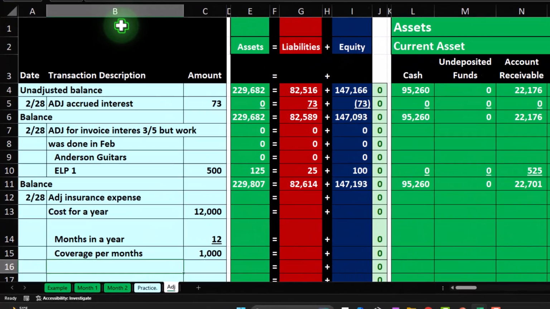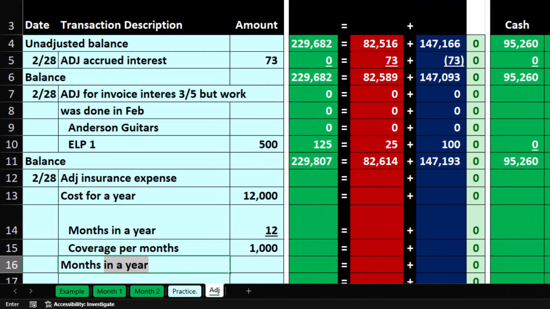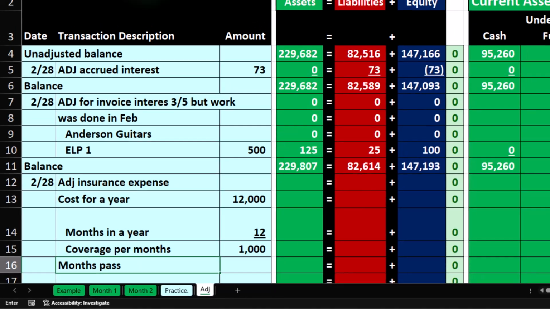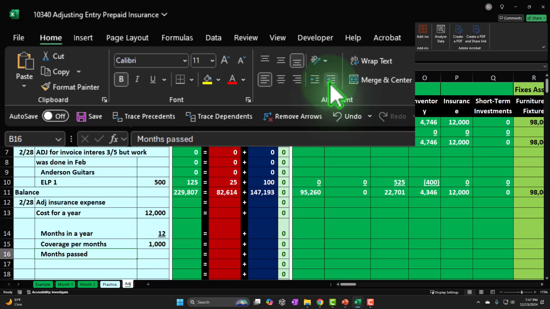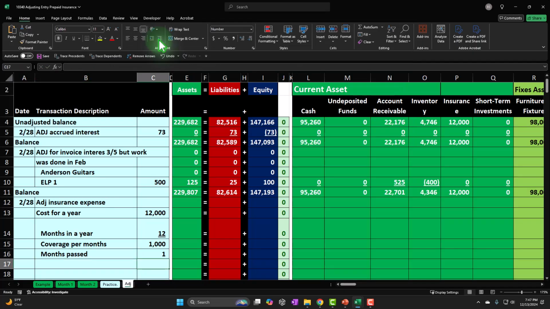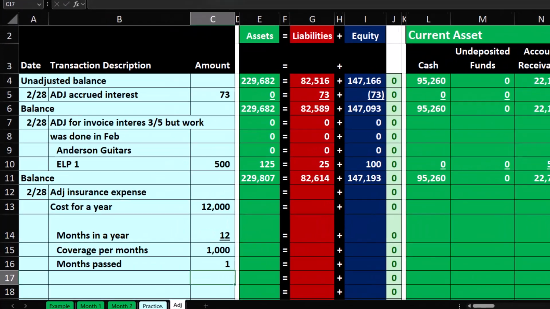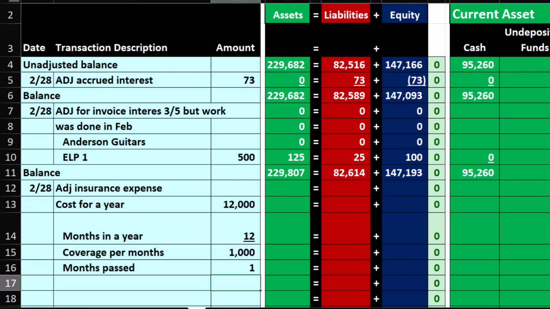Now, obviously, the months that have passed, months past, is only 1 month. I'm going to indent this. 1 month has passed because we're going to say that we bought the insurance. It was covered for the period of February. So February coverage has passed, and then we have 11 months into the future.